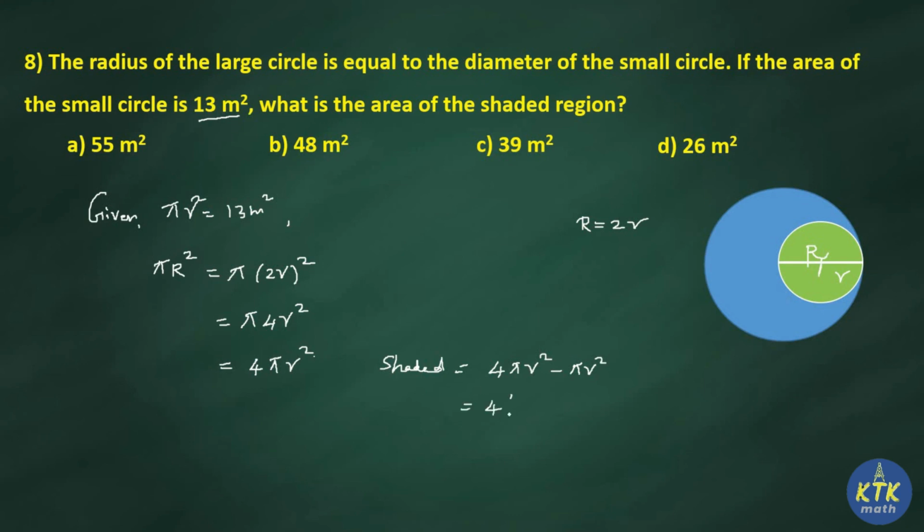So we have the value there. So 4 times 13 minus 13. What is 4 times 13? 52 minus 13. Or directly you can write this as 3 pi r square also, you can substitute. 4 pi r square minus pi r square is 3 pi r square. In that way also we can do. So here the answer is 39 meter square. So without finding any radius or diameter, with the help of small circle area, directly we are able to find the area of this shaded blue region.